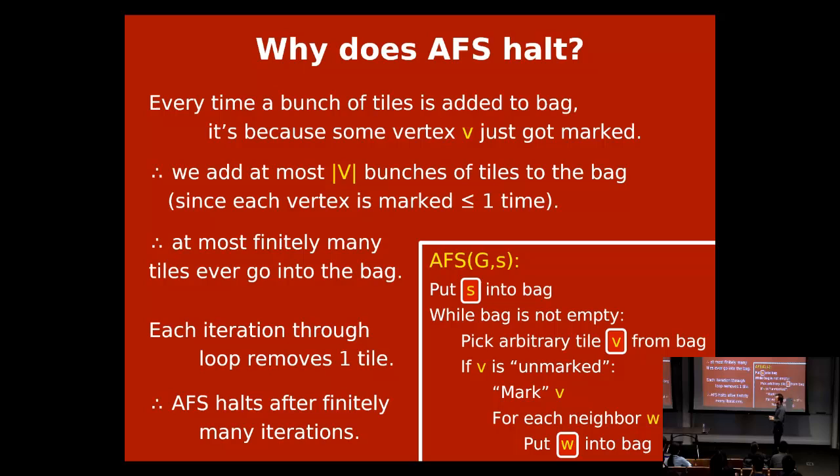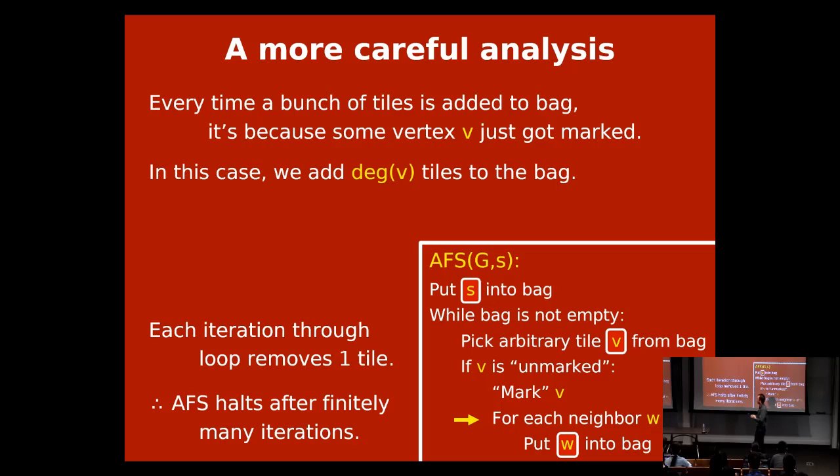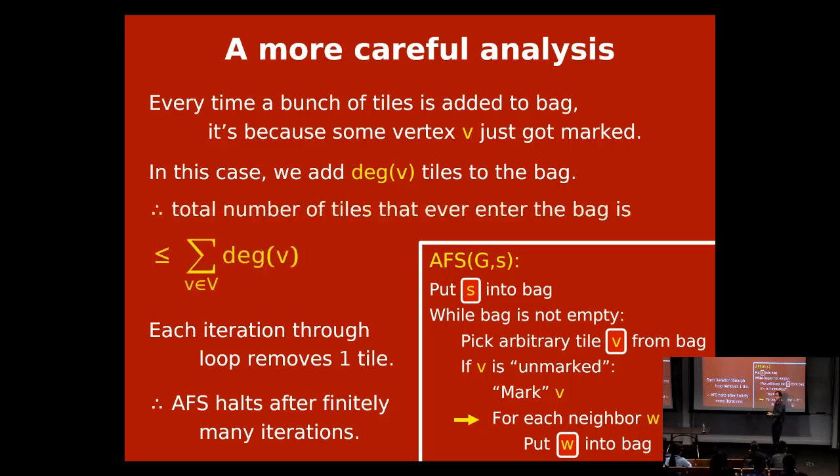Actually, while we're on the topic, we can be a little bit smarter about this analysis. Let's go back to here, when we put in the neighbors of v. How many tiles do we actually put in? We put in degree of v many tiles. Each vertex gets marked once, and when it does, it puts in degree of v many tiles. So the total number of tiles that ever enter the bag is at most the sum of all the degrees, which is, yes, twice the number of edges.